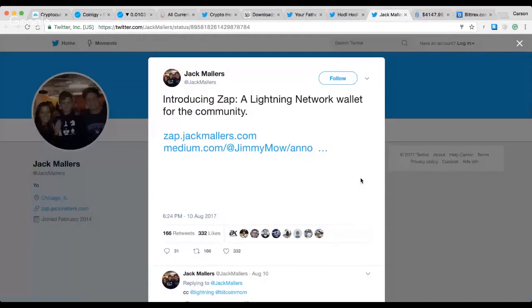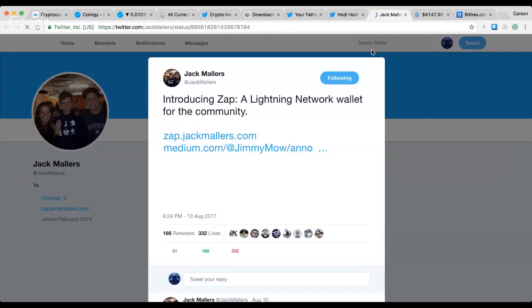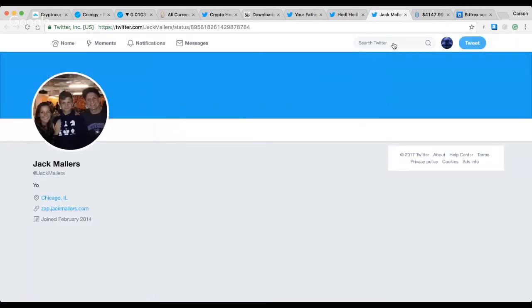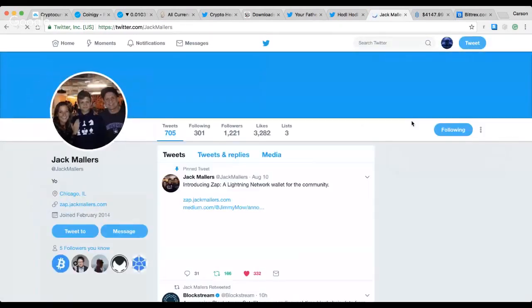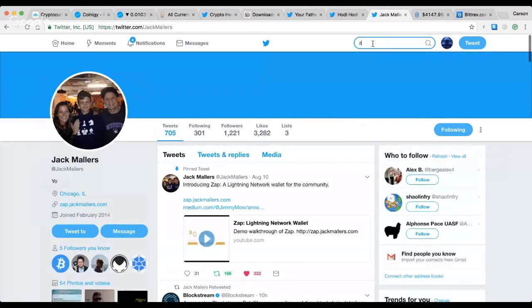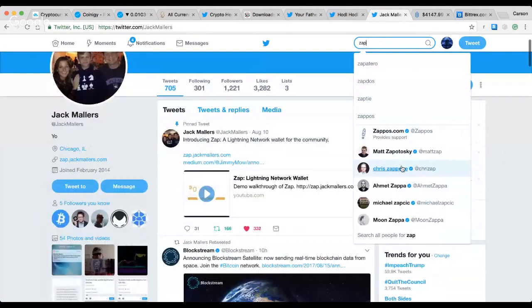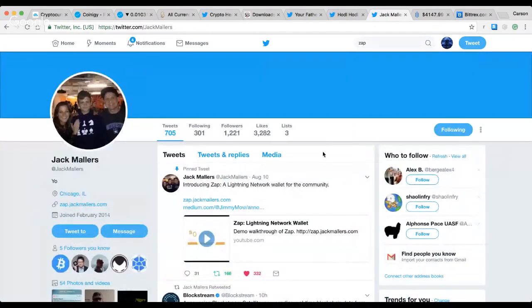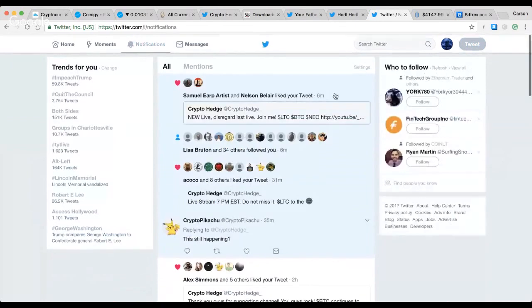Okay, so Zap, introducing Zap, a Lightning Network wallet for the community. Charlie Lee just recently followed Zap's Twitter. I followed the Zap Twitter as well. Let me go ahead and see. I don't even know what it's called, but I'm going to pop in here real quick and search it. Oh, it's not popping up. I don't want to waste my time, but there is a Twitter account that's called Zap that I just recently followed for the Lightning Network, and I think that it's going to grow. But we have to watch that. And if you haven't already, definitely go follow the Zap Twitter account.